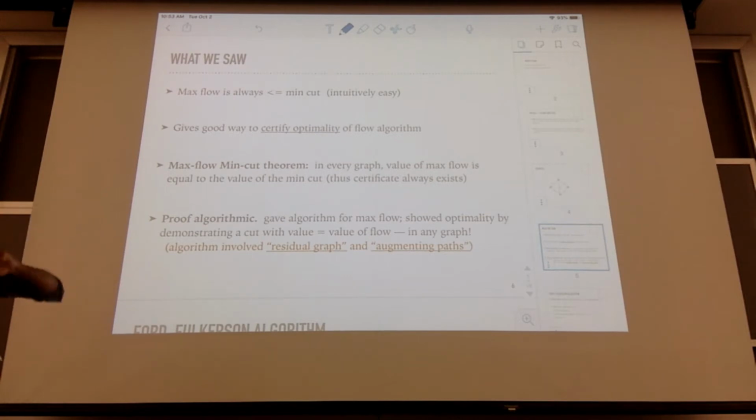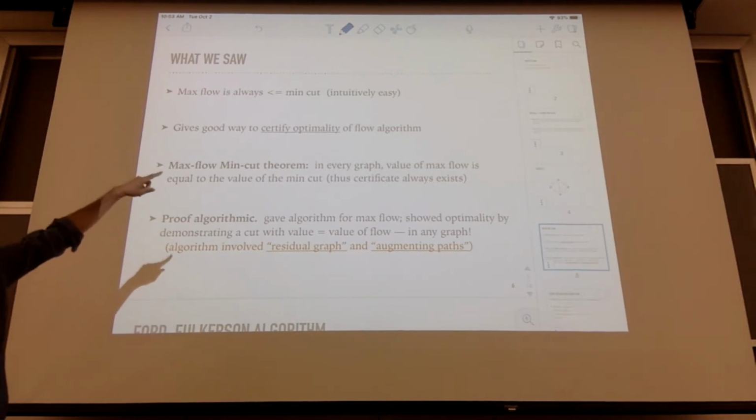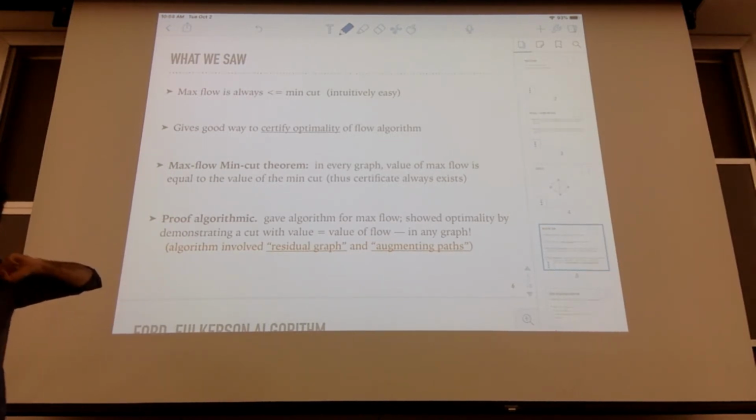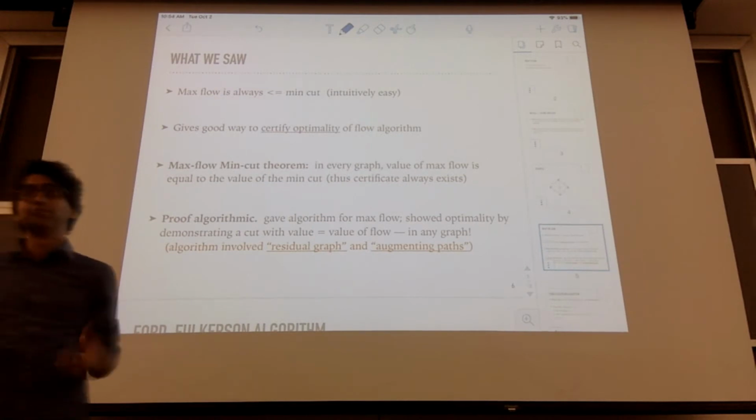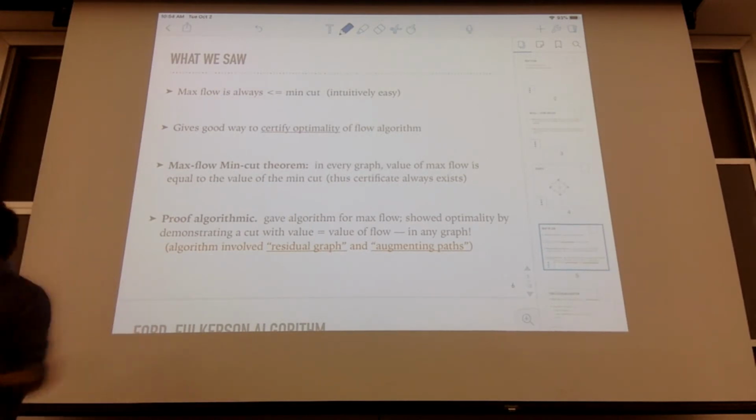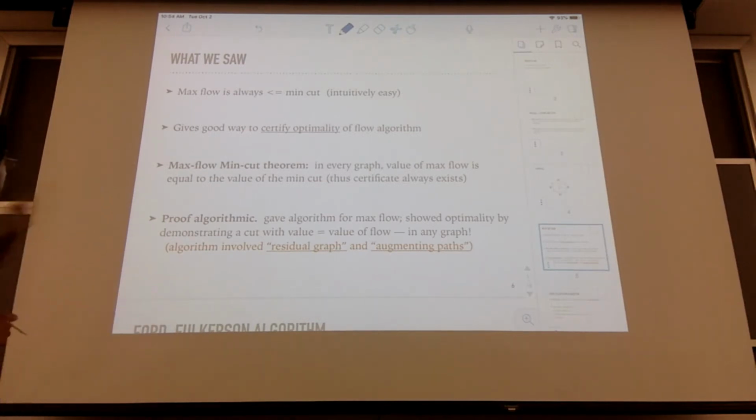But more interestingly, what we said is that this inequality is a nice way to certify the optimality of a flow algorithm. Suppose a flow algorithm produces some flow, and I want to certify that this is the maximum flow. All I've got to do is come up with a cut whose value is equal to the size of this flow. The first inequality there says that this flow is bound to be the maximum flow, because there exists a cut that equals this value. So this is a good way to certify optimality.